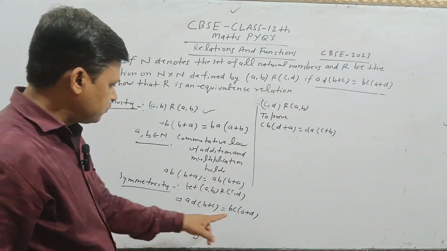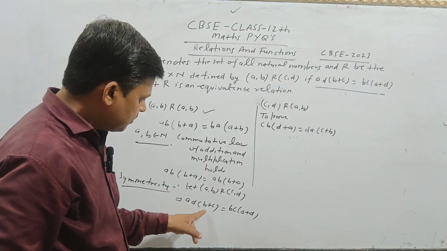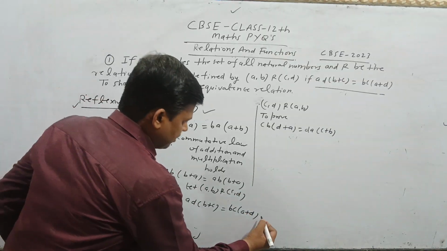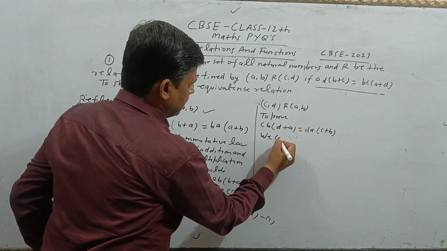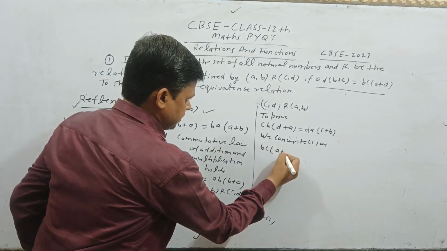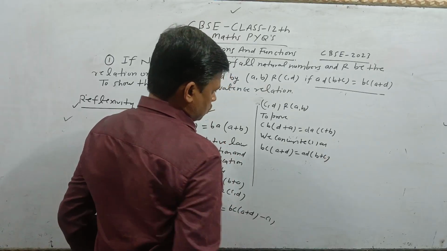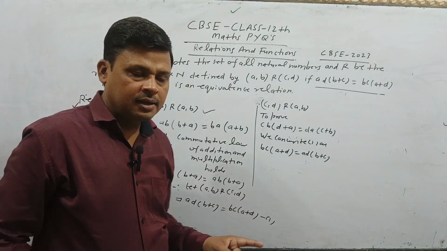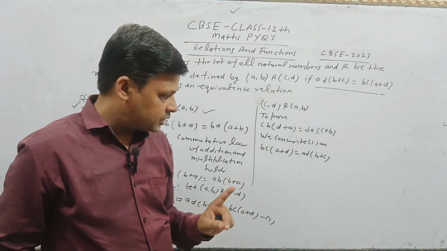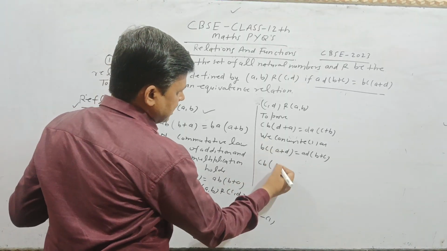It is very obvious that if we write bc(a + d) on the left hand side and ad(b + c) on the right hand side, then we will approach the result. So we can write bc(a + d) is equal to ad(b + c). And as the natural numbers obey the commutative law of addition as well as multiplication, we can write bc as cb, and a plus d as d plus a.